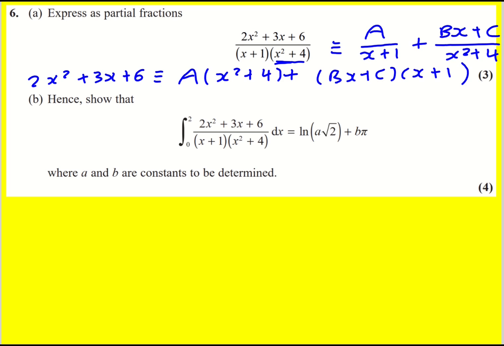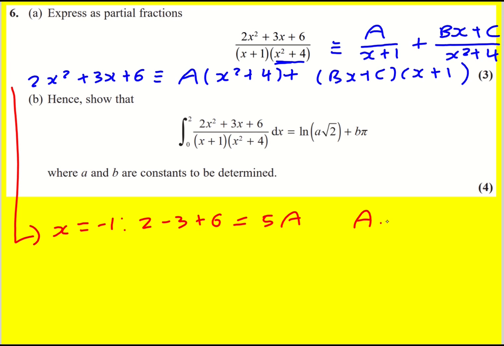Amazing. Now I'm going to do a combination of comparing coefficients and subbing in for x. I mean, it's up to you exactly how you do it. But I think subbing in for x is a good shout to start with. x equals minus 1. We'll just get rid of that whole right-hand term, which is ideal, really. So we'll get 2 minus 3 plus 6 equal to, well, minus 1 squared is 1, plus 4, that's 5, 5A. Check out, the left-hand side actually becomes 5, so A is going to equal 1.